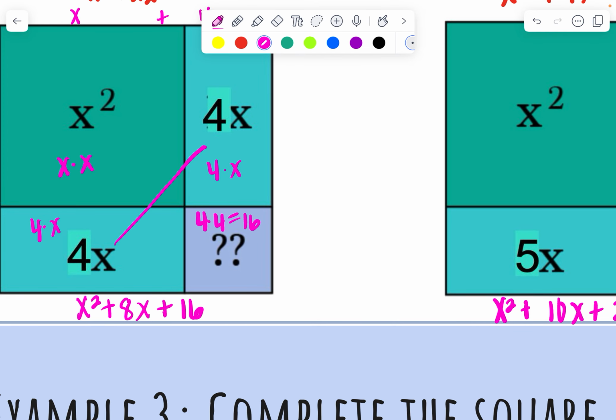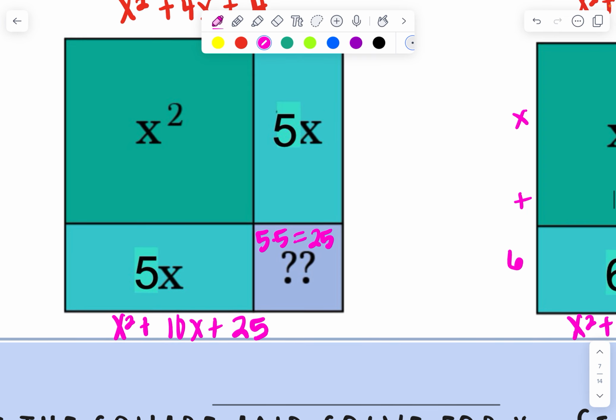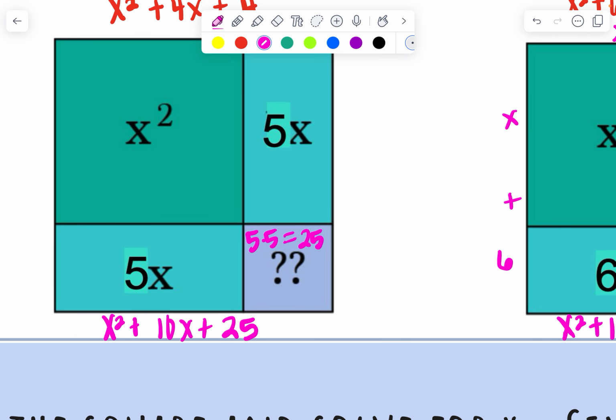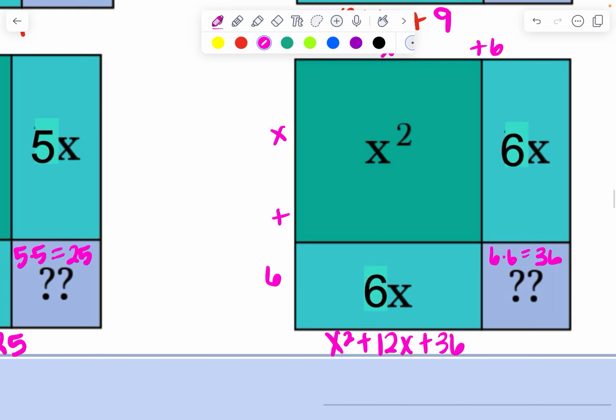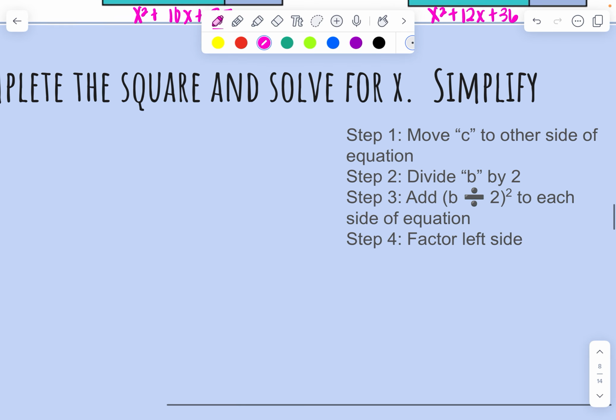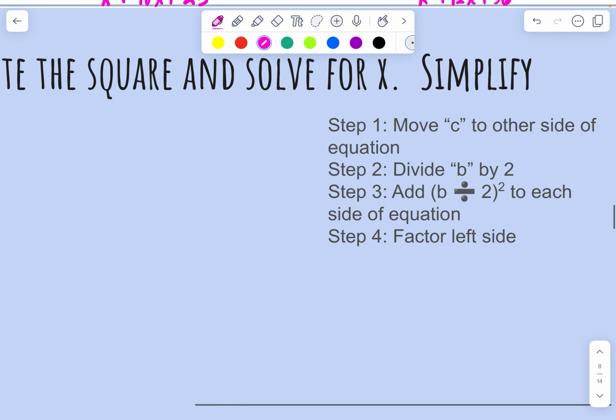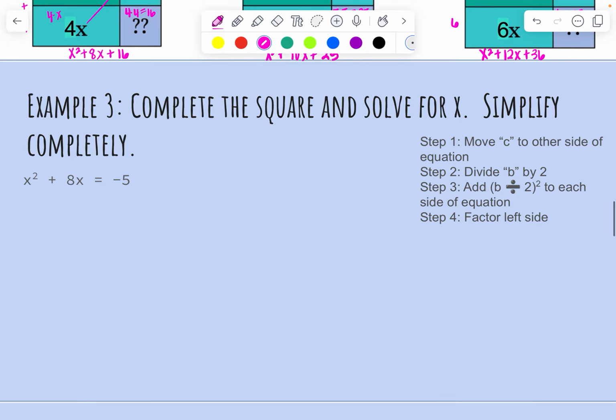Our 8x's were divided into a 4x and a 4x, and then our c was 4 times 4. Our 10x's were divided into a 5x and a 5x, and then our value for c was 5 times 5. And then here our 12x's were divided into a 6x and a 6x, and our value for c was 6 times 6. So in general, what we do, if you have an original c there, you move it to the other side of the equation. We take our b and divide by 2, and then square that and add it to each side of the equation, and then factor it like we were doing previously.